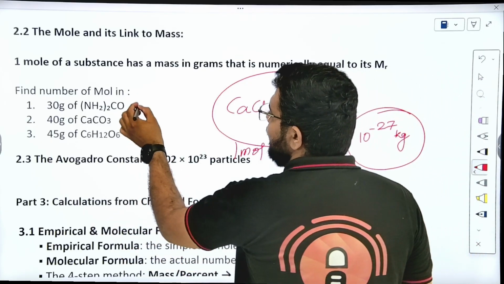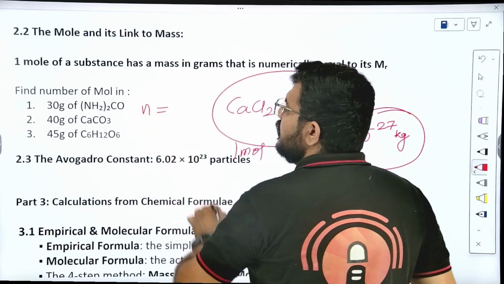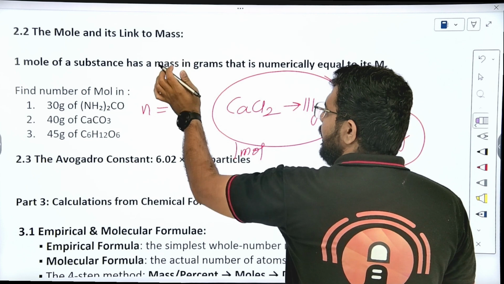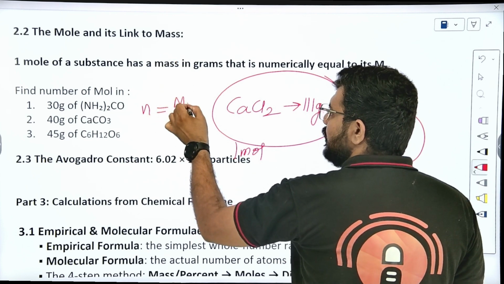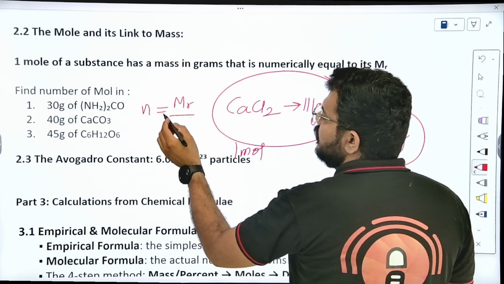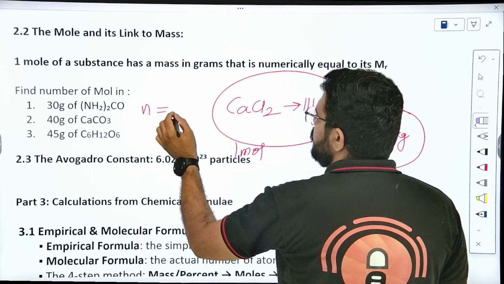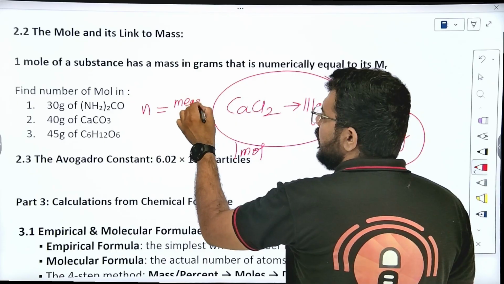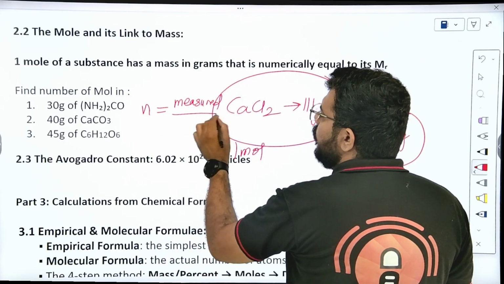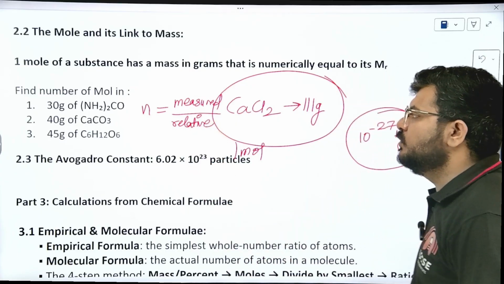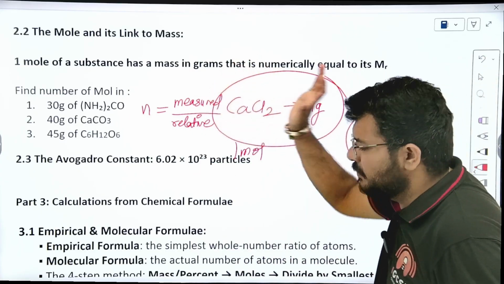In fact, I can write n is the number of moles. It is the measured mass upon relative mass. Sorry, I am writing this ratio incorrectly. The number of moles is equal to the ratio of measured mass upon the relative mass.